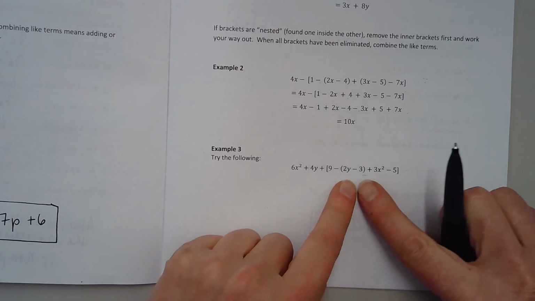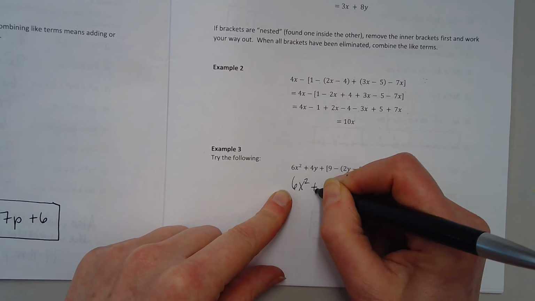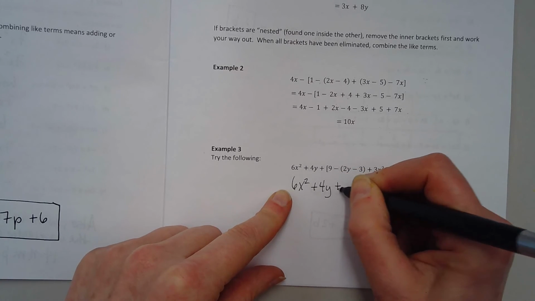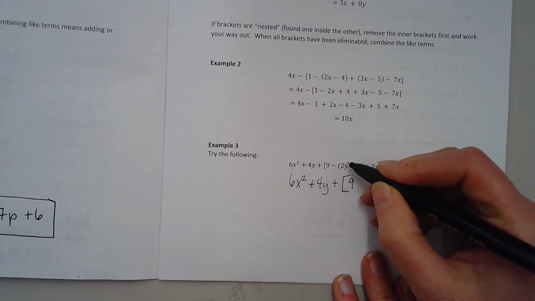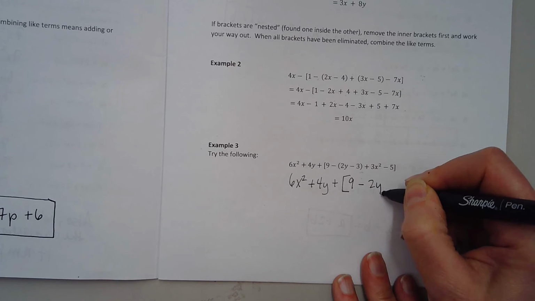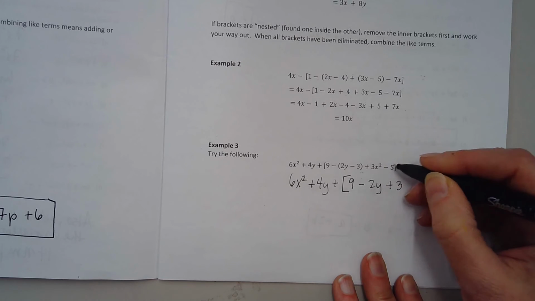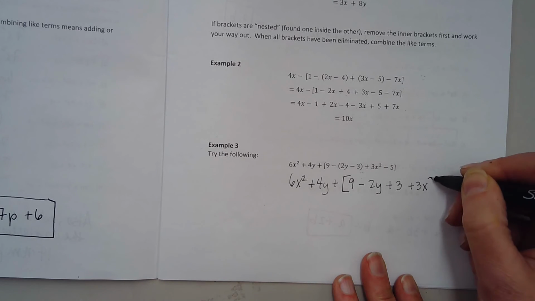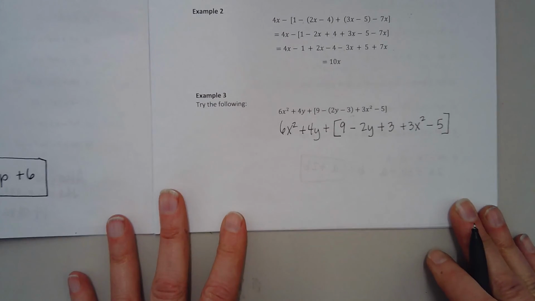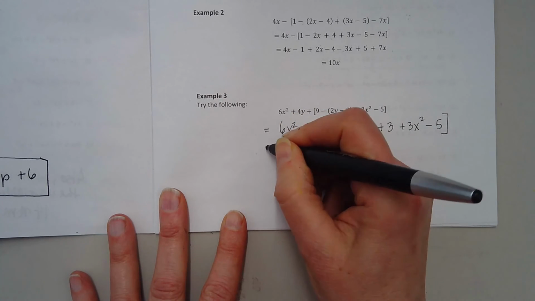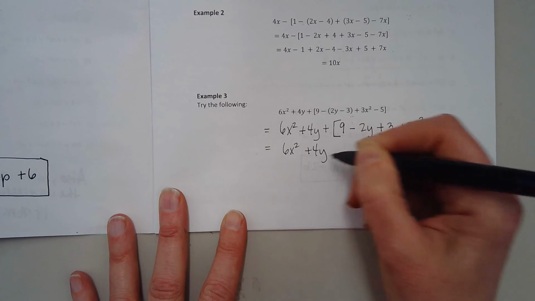I've got small in front of large, so those are the ones I'm going to remove first. Everything else has to get rewritten, which is kind of a pain, right? But so inside the square brackets, I have 9. This will be a negative 2y, and it'll become a positive 3. And then nothing happens here, they just remain positive 3x squared minus 5, and I close my bracket. Okay? So I'm going to get a 6x squared plus 4y.